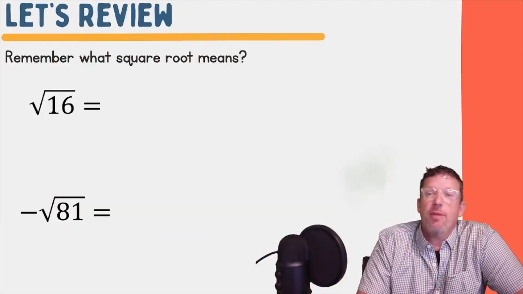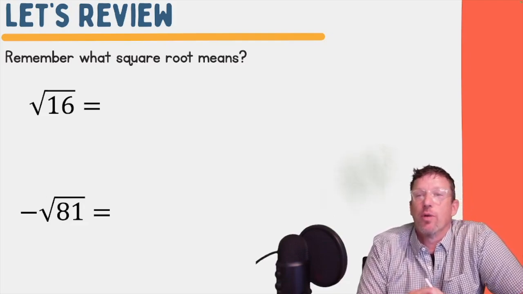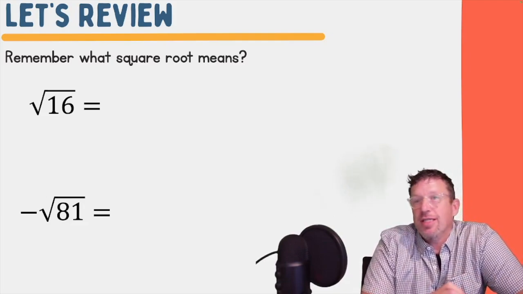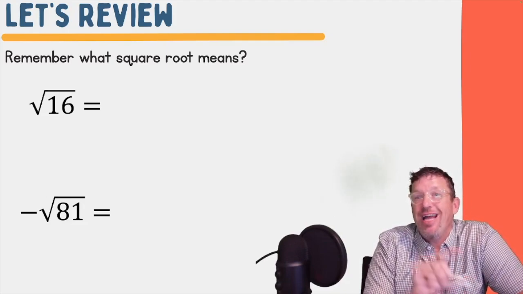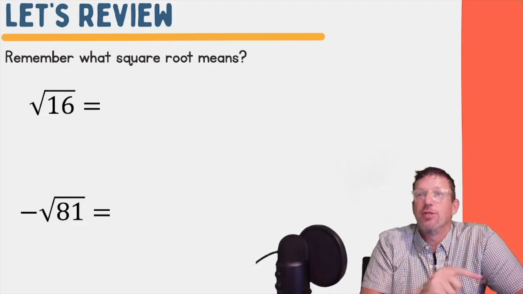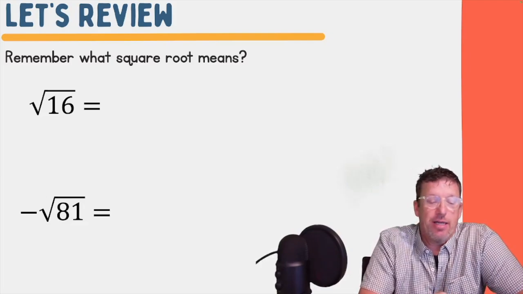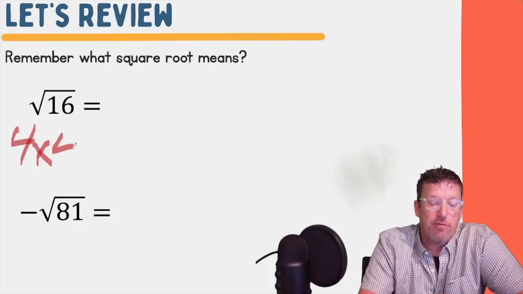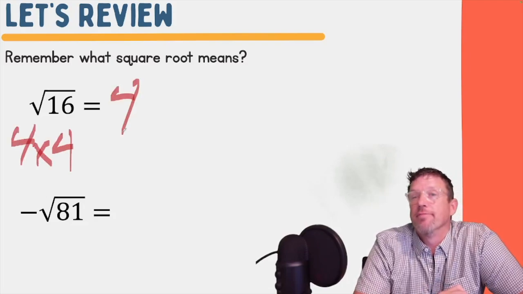Let's go ahead and review what we know about square roots. What does the square root of 16 mean? It means we're trying to find a number, because it's a square, where the side and the top, the two numbers, are the same number that multiply together to equal 16. What multiplies together to equal 16? That would be 4 times 4. So the answer to this one is 4.